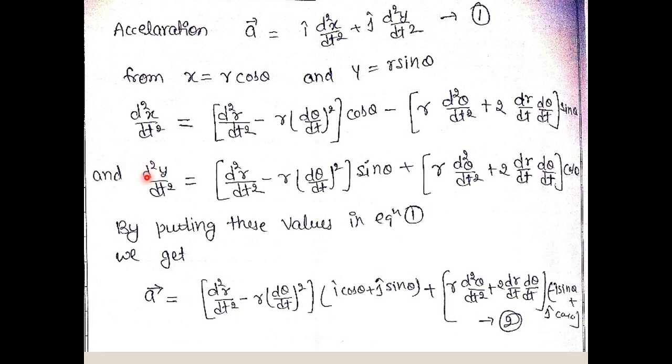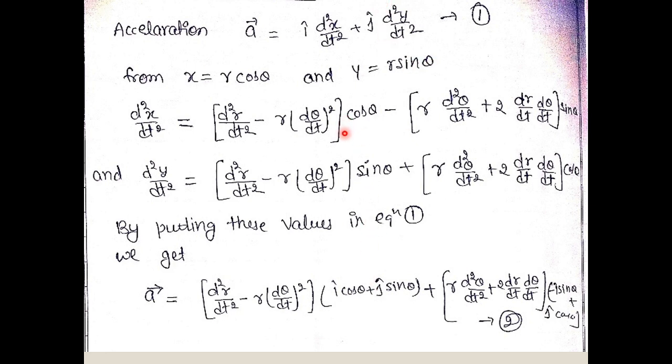Similarly, for y, d²y/dt² equals d²r/dt² minus r (dθ/dt)² times sin θ, plus r d²θ/dt² plus 2 (dr/dt)(dθ/dt) times cos θ. Now we have the values of d²x/dt² and d²y/dt². Putting these values in equation 1, what do we get? A equals the value of d²x/dt² multiplied by i cap, and this is the value of d²y/dt².